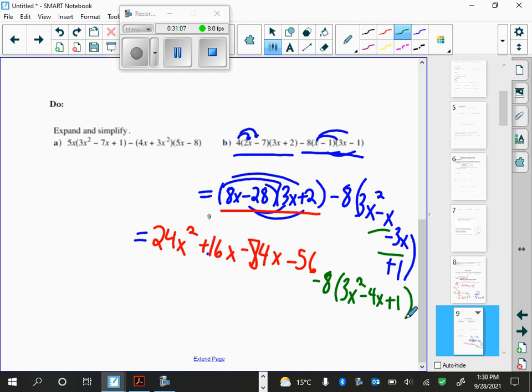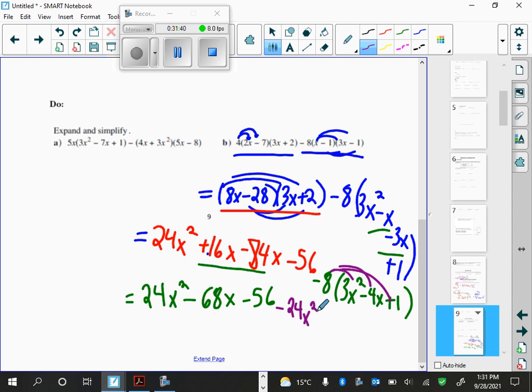Everyone should be writing right now. Thank you. Yeah, that's 84. And we're going to collect those terms. 24x squared subtract 68x subtract 56, and then purple it up. I'm going to distribute that. So negative 24x squared plus 32x subtract 8.